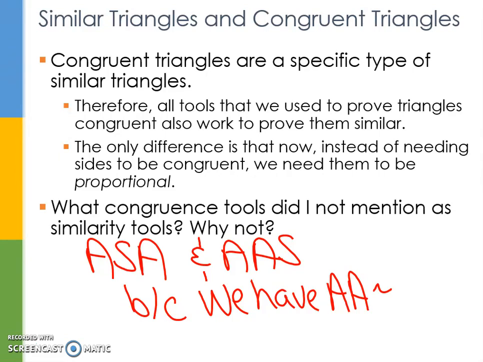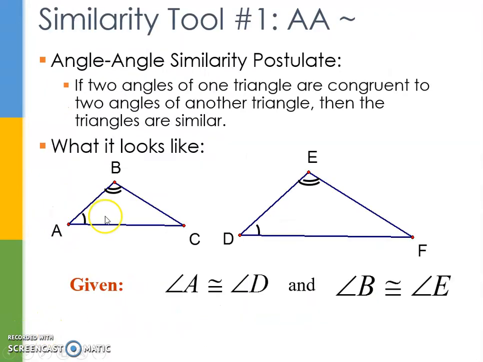What congruence tools did I not mention as similarity tools? Why not? We are not using angle-side-angle or angle-angle-side. These are for congruent triangles. We're not using those because we have angle-angle. This is tool number 1, angle-angle. When you have angle-angle like this for similarity, you don't need to use those.